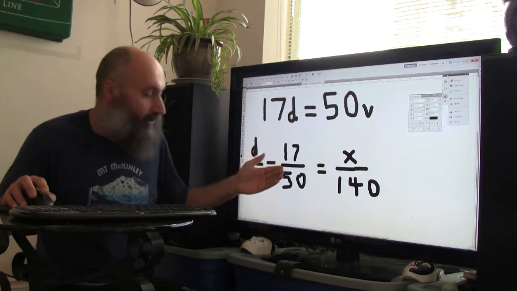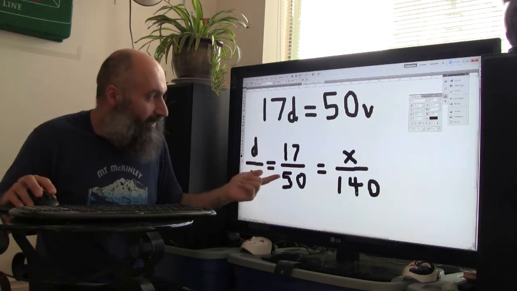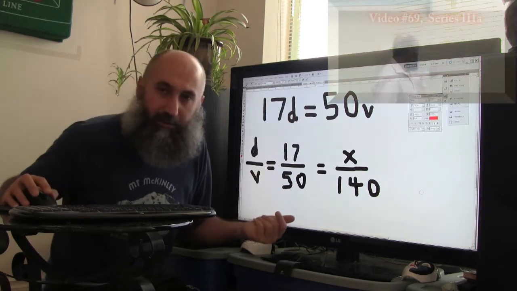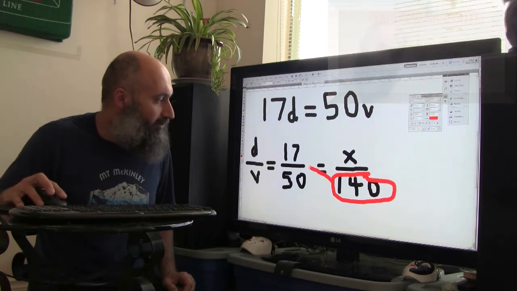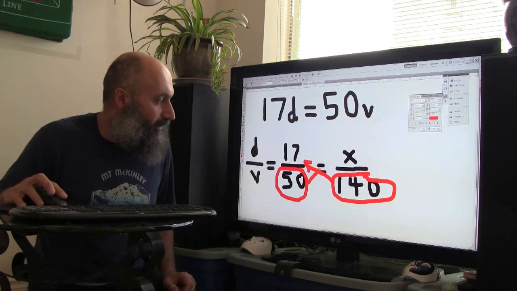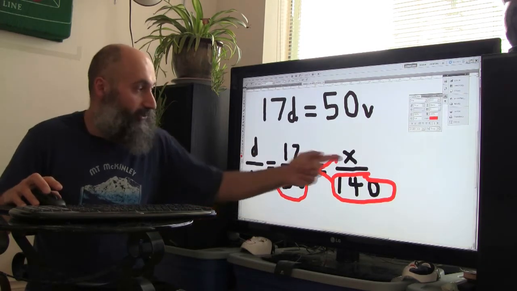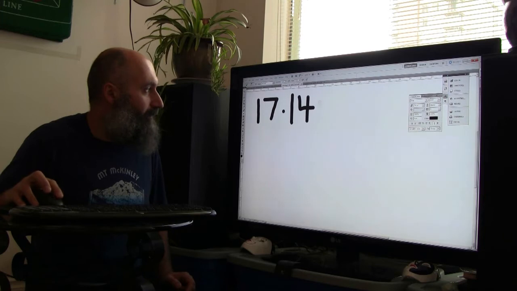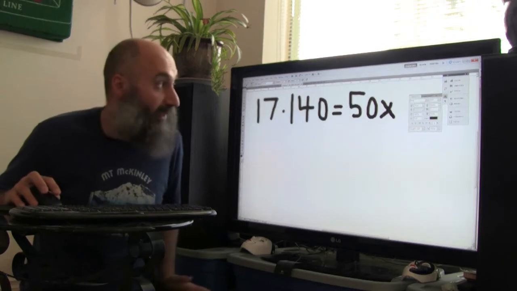So this is the unit conversion we have, this is the ratio we've set up, and this is the equation we need to solve, okay? What we're going to do is a little cross multiplication, and we talked about cross multiplication in series 3A. So we take the 140 and cross multiply that up here, and take 50 and cross multiply that up there, right? So we have 17 times 140 is equal to 50x. So to solve for x, we just divide both sides by 50.